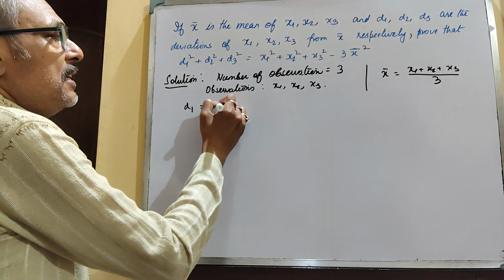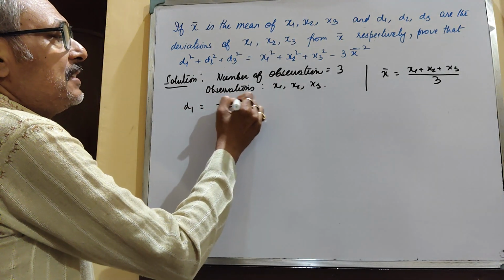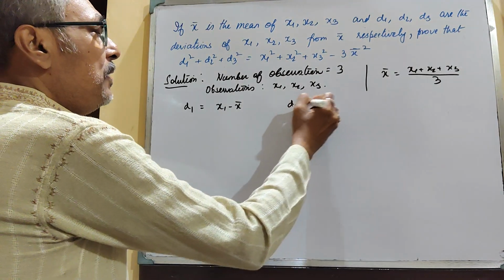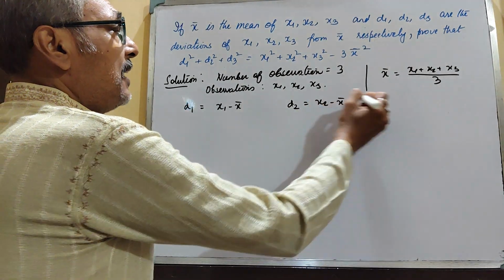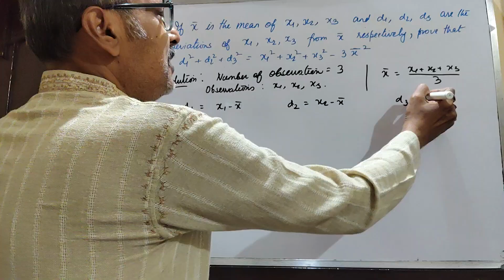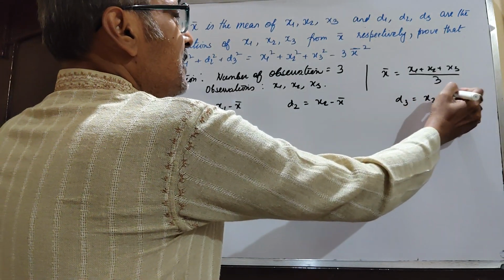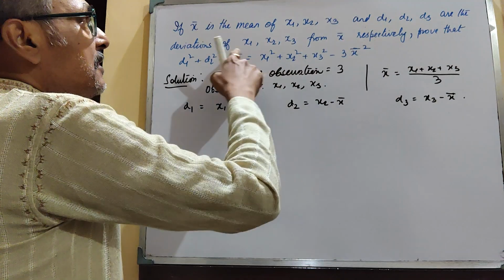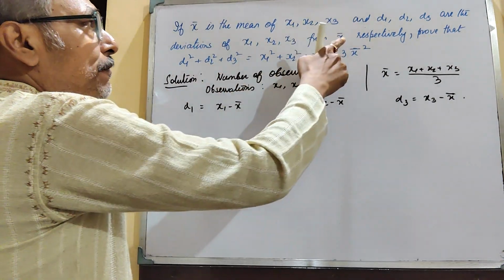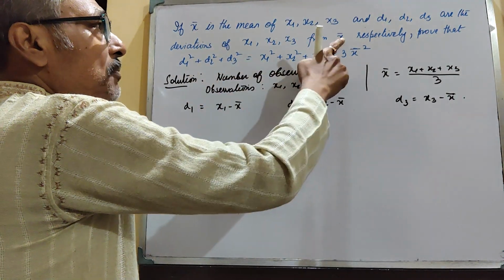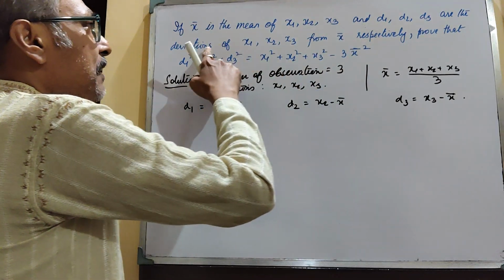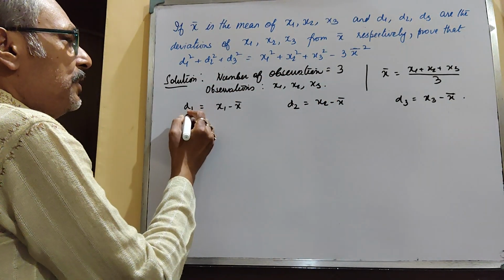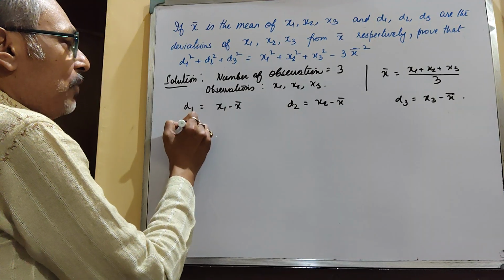Now d1 is what? d1 is x1 minus x bar. d2 is x2 minus x bar. And d3 is x3 minus x bar. d1 is the deviation of x1 from x bar. This is d1. Now we take d1 squared.